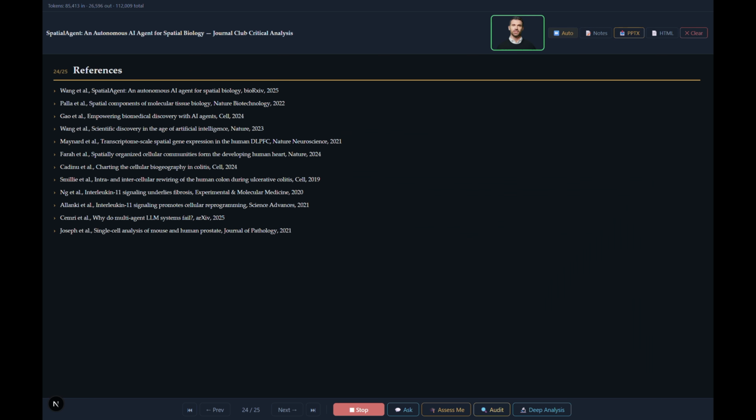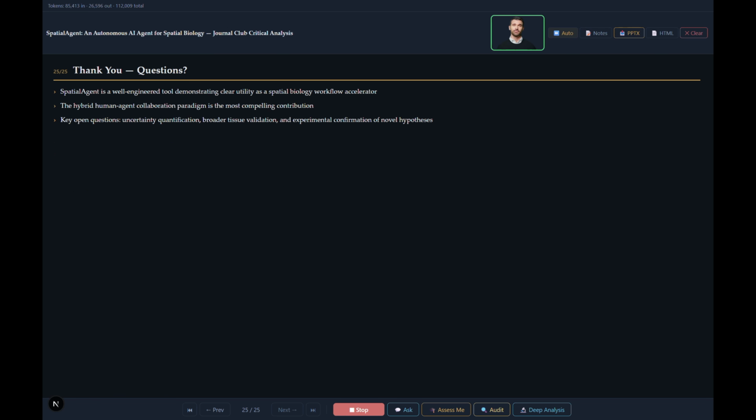Here are all the references cited throughout this presentation. The primary paper is the Wang et al. BioRxiv preprint from April 2025. The supporting references span the spatial biology datasets used for benchmarking, the cell-cell interaction literature that contextualizes the colitis findings, and the broader AI agents field.